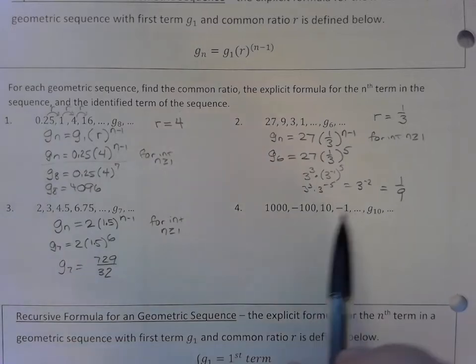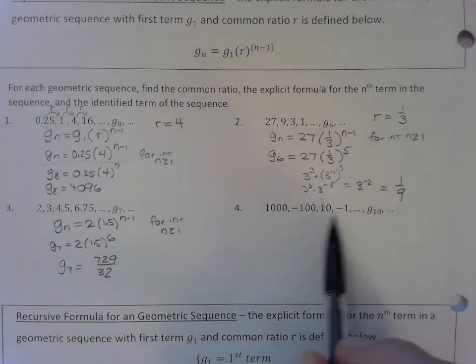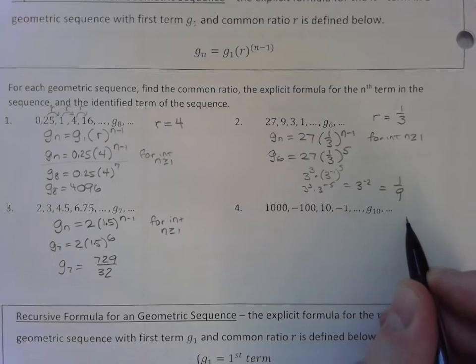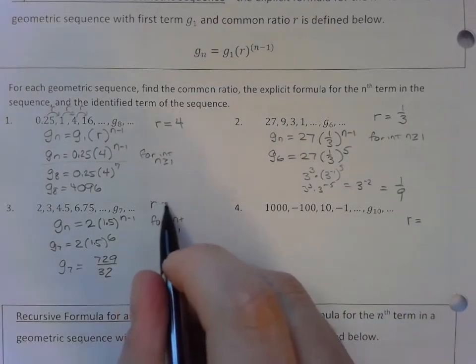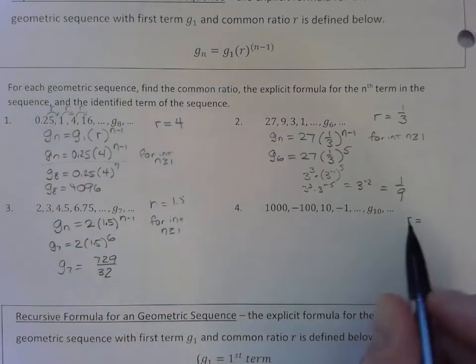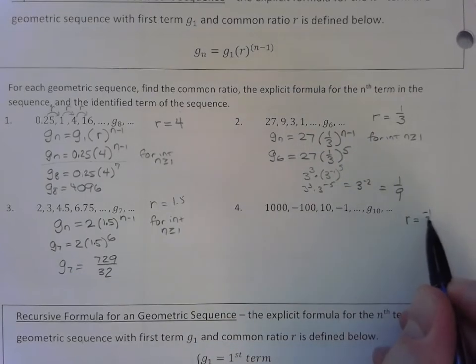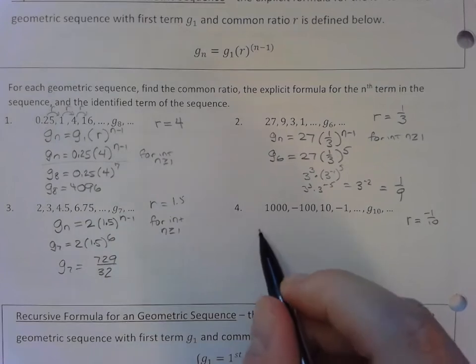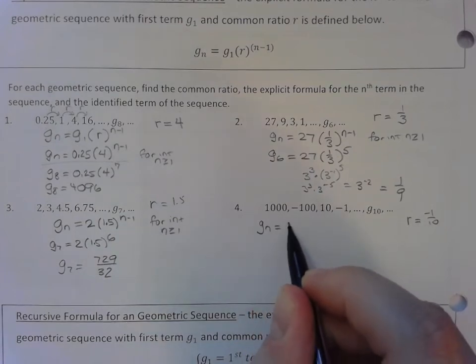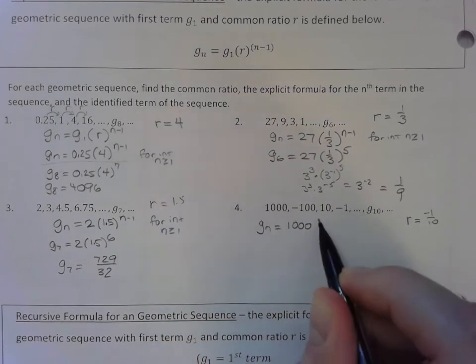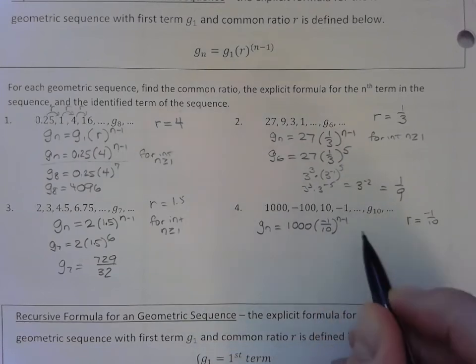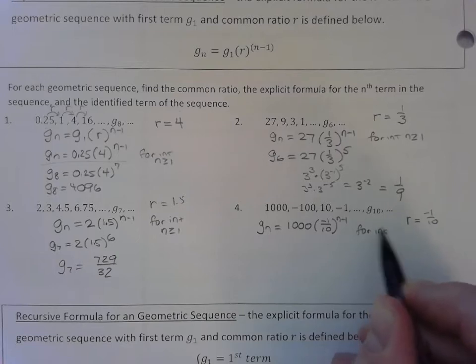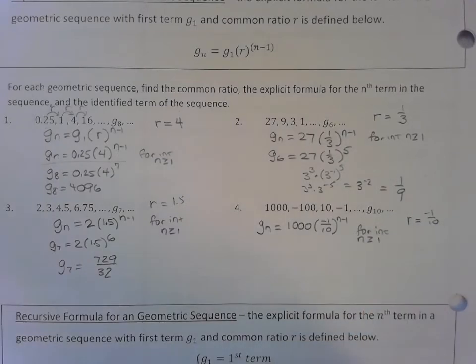Now that you've unpaused, what you can do is, again, find your ratio first. In this exercise, our ratio is negative 1/10. You can, of course, use a decimal, negative 0.1, that works as well. The value of any term can be found using our first term, which is 1,000, multiplying it by our ratio, n minus 1 times. This formula only works for integer values of n that are greater than or equal to 1, like 1, 2, 3, or 4.